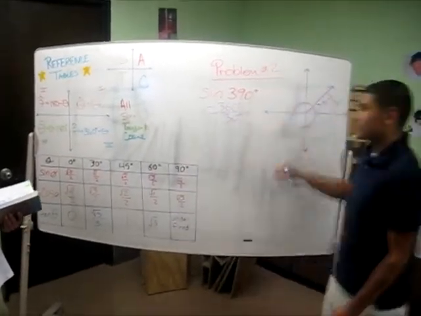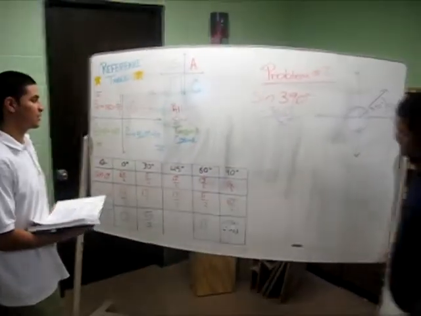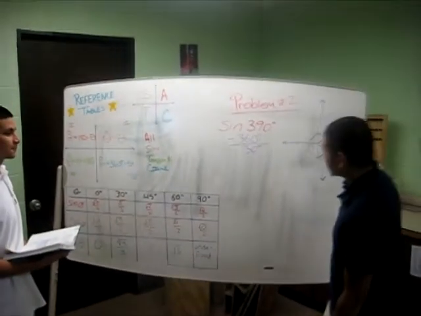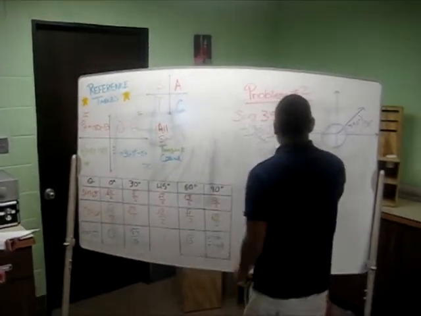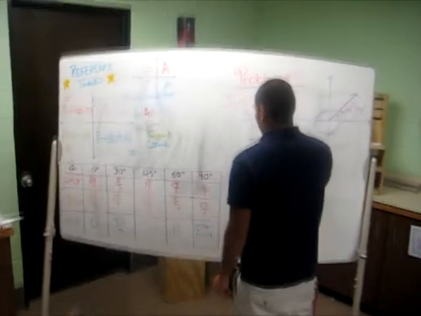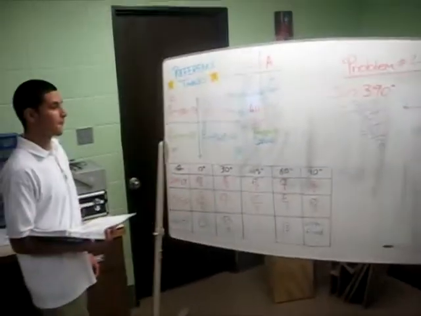Right. And next, you want to come and look at this table and tell me what the exact value is. Alright, since it's sine and it's 30 degrees, it would be equal to radical 1 over 2. And how come it's not negative? Because it's in the first quadrant.